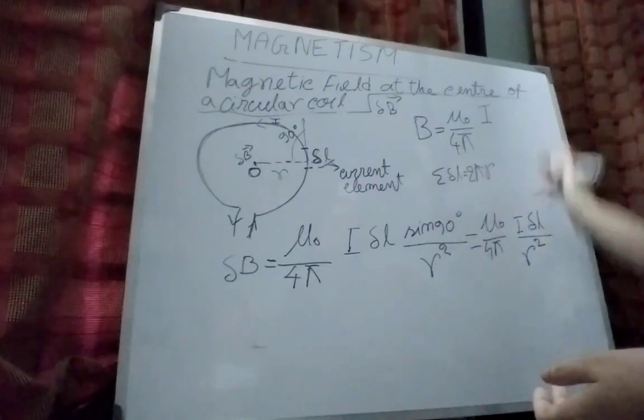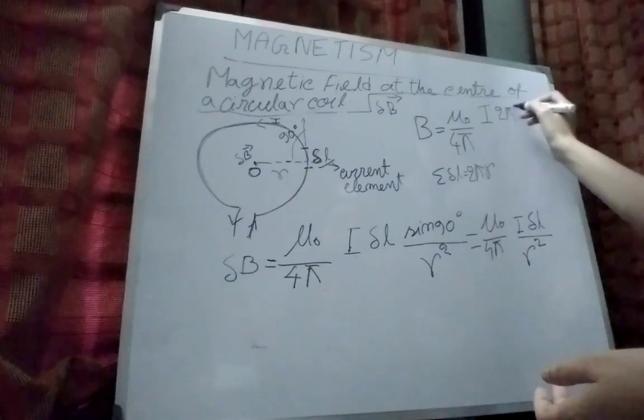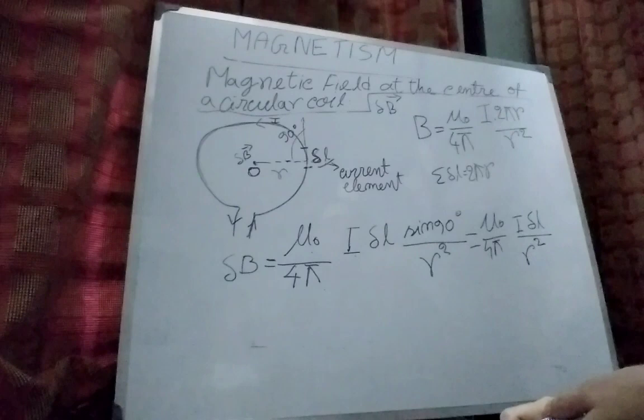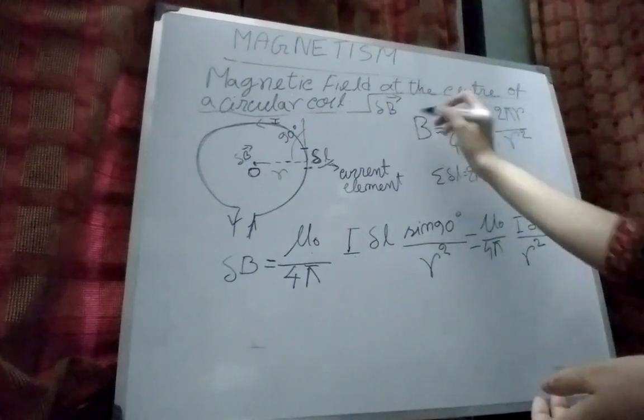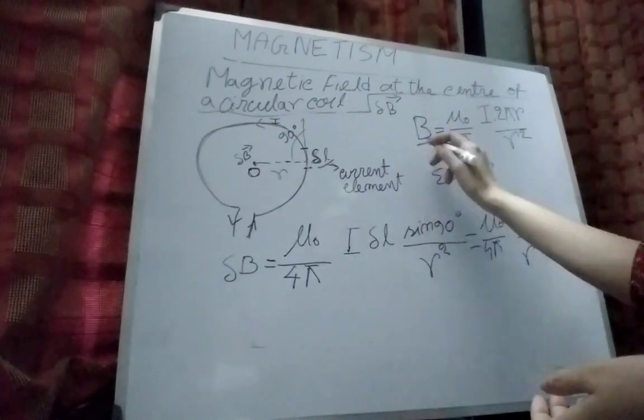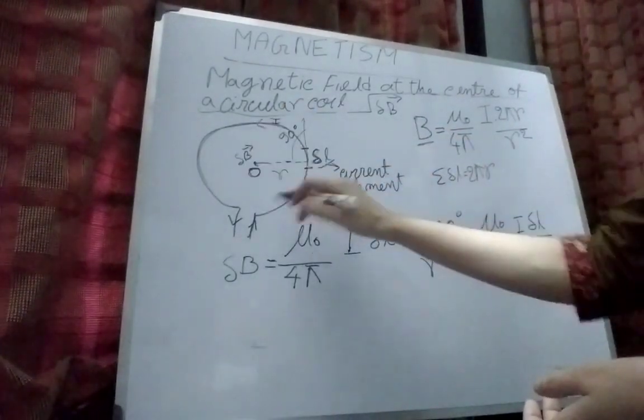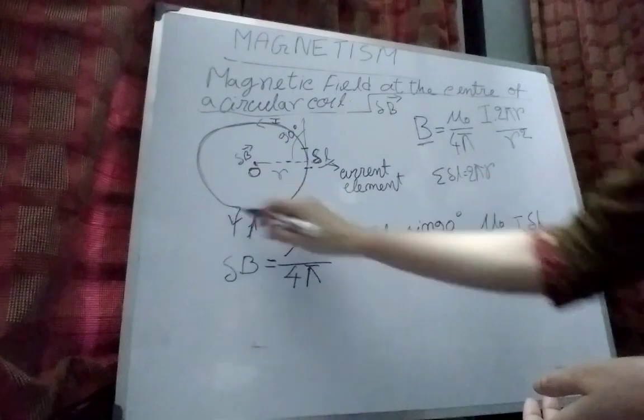so 2 pi r by r square. This will be the magnetic field. This will be the magnitude of the magnetic field at the center of this circular coil due to the entire circular coil.